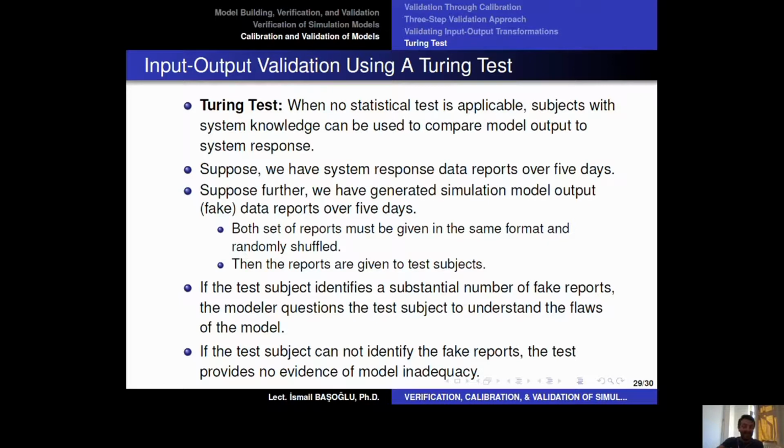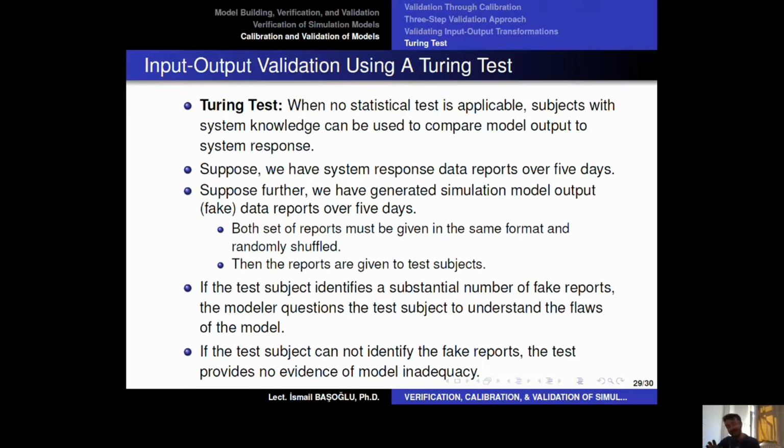Then I am going to give these 10 pages to the people who are involved in the system, who have the system knowledge. For example, I will give this paper to the manager of that system or the people who are working in the system. Now, I need to give these reports in the same format. So by looking at format, they should not be distinguishable. Then I give these reports to the test subjects, and the test subjects are going to identify which reports are coming from the original system and which reports are coming from the model.